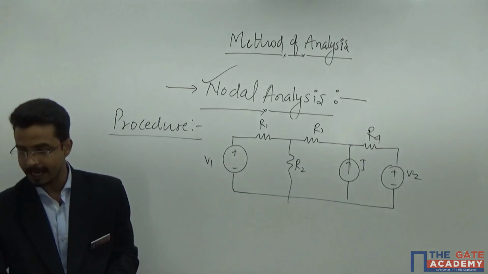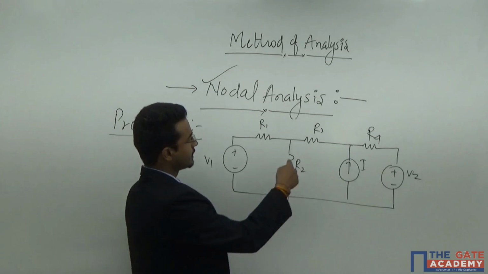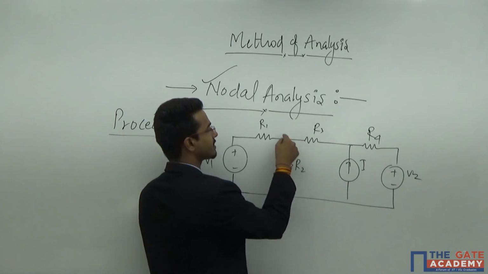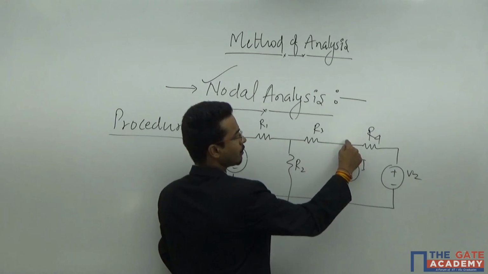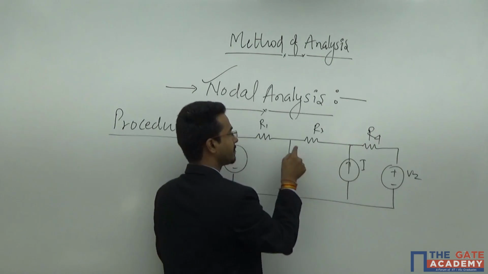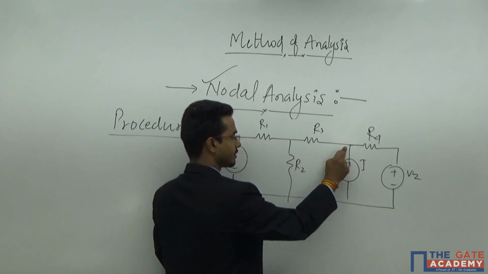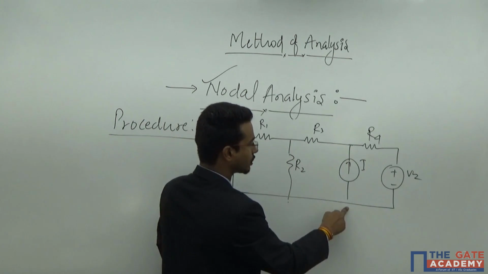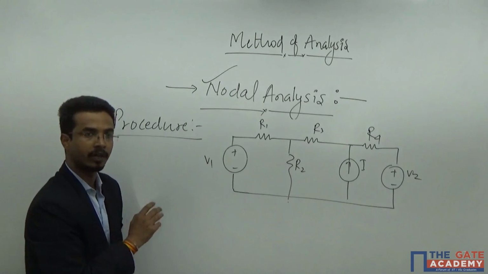And here, firstly I have to see how many nodes are there. The first node is this, because 3 branches are meeting at a point. The second node is this. This is not a node for me, that is just a junction. That means the first node is this, second node is this, third node is this, and the fourth node is this.